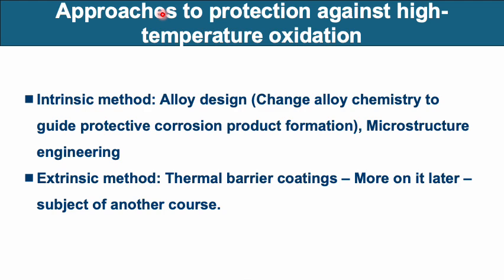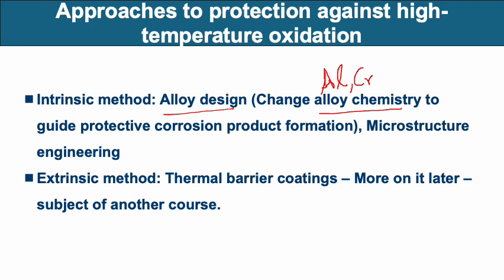One is an intrinsic method, where we change the material. There is a concept of alloy design. We change the alloy composition, playing around with certain beneficial alloying elements, such as aluminum or chromium. We will see why aluminum and chromium are beneficial in the upcoming slides, when we are talking about the fundamentals of this high temperature corrosion process.